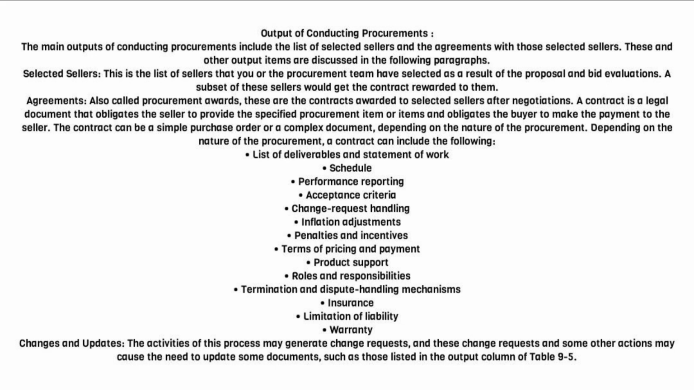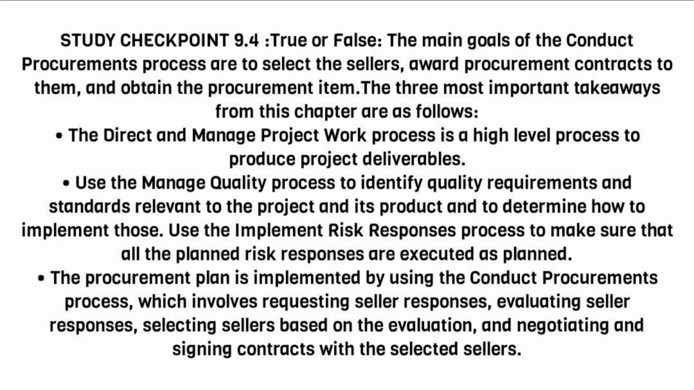The activities of this process may generate change requests, and these change requests and some other actions may cause the need to update some documents, such as those listed in the output column of Table 9.5. Study Checkpoint 9.4. True or false? The main goals of the conduct procurements process are to select the sellers, award procurement contracts to them, and obtain the procurement item.